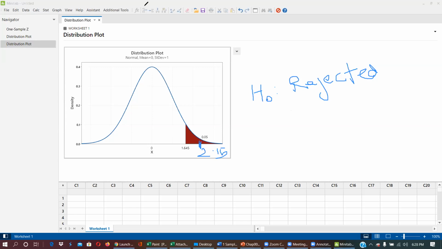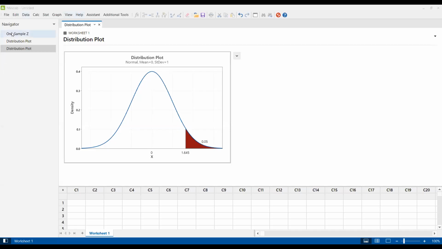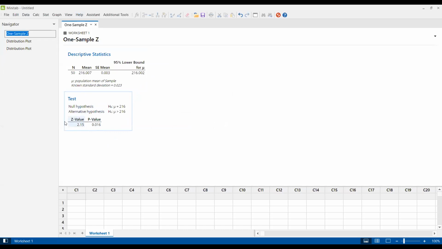So it is coming more than. So this is one decision criterion based on critical value. There is another, which is called the p-value. If the p-value is less than the significance level, here you need to know the critical value, but here you can blindly go. If the p-value is less than alpha, alpha is the significance level.